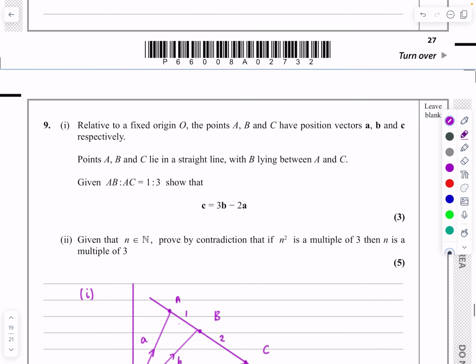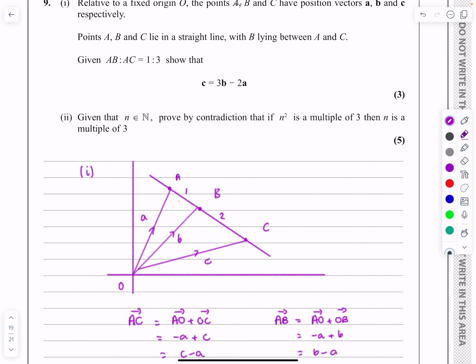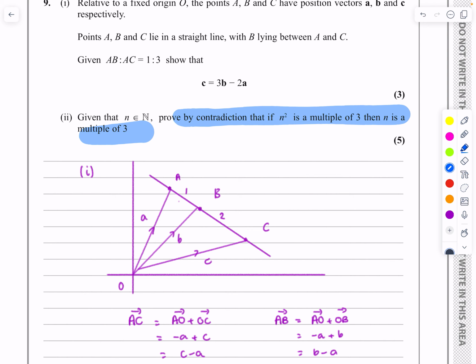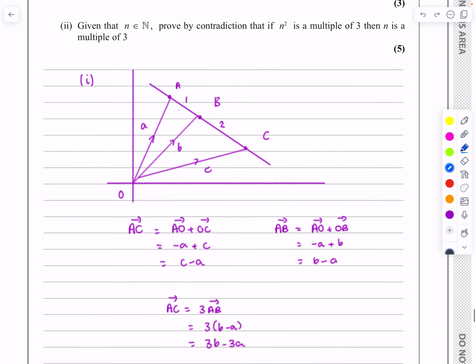Part 2 is this proof by contradiction. One of the things that we've got to do is think about what the statement that we're going to make my assumption is. With proof by contradiction, I'm going to make an assumption and then prove that my assumption is wrong. So given this situation, if n squared is a multiple of 3, then n is a multiple of 3. I'm going to try and do that.